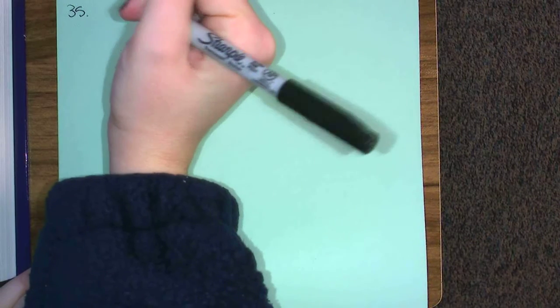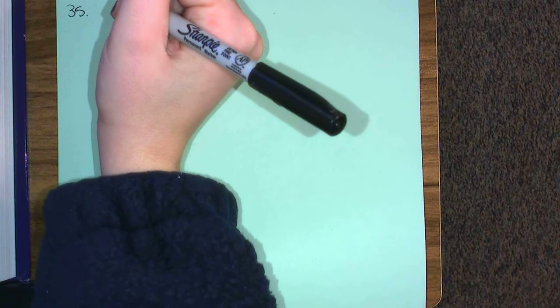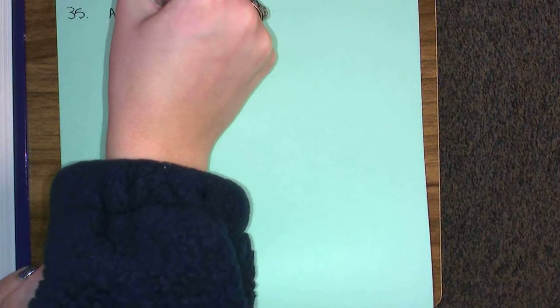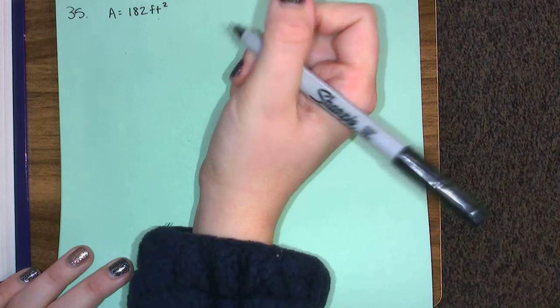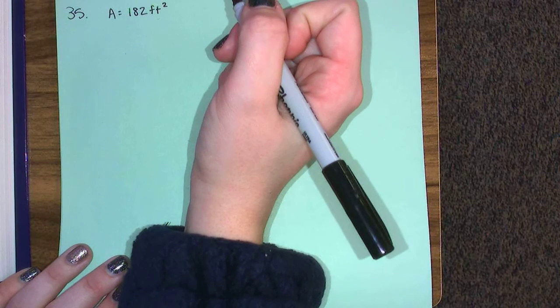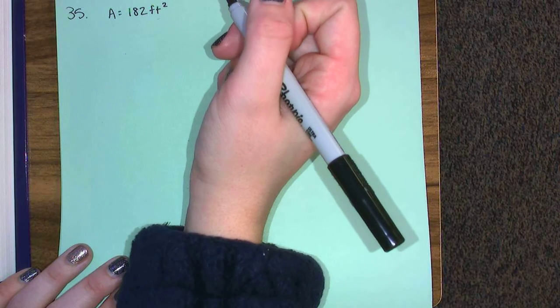Alright. So 35 is the first one we're going to look at. It is a minimizing perimeter problem. It says, consider all rectangles with an area of 182 feet squared. Let x be the length of one side of such a rectangle, and then the part that we're going to do is to express the perimeter P as a function of x.